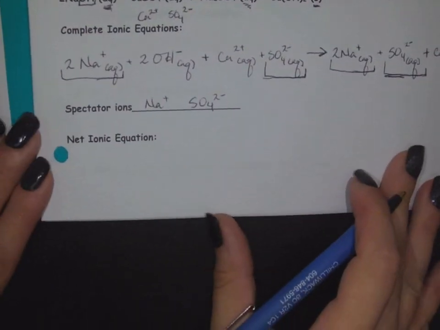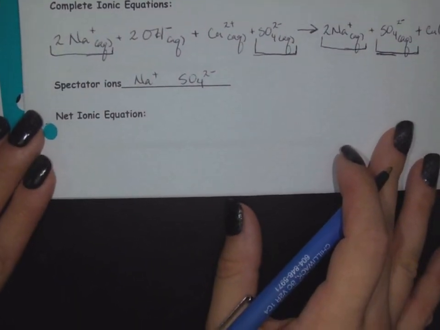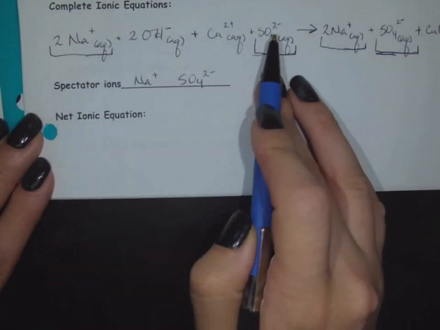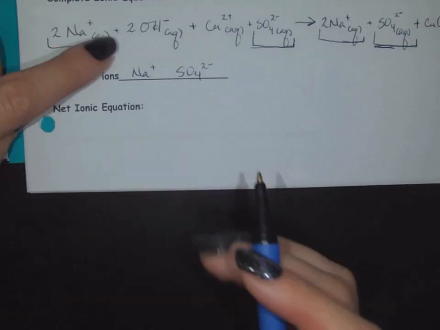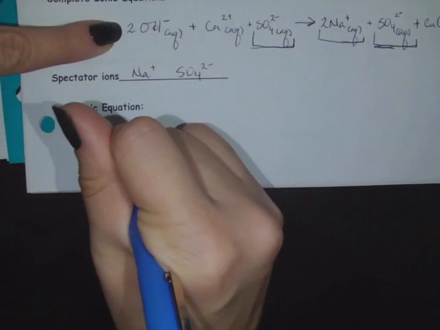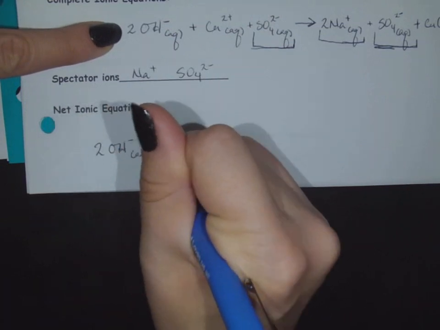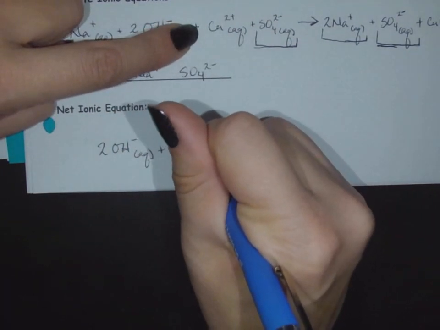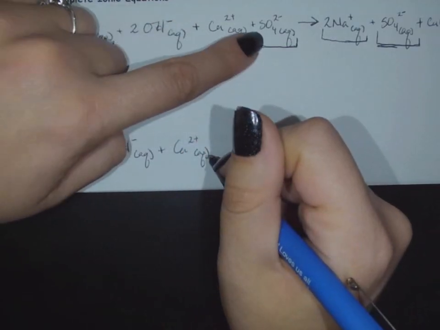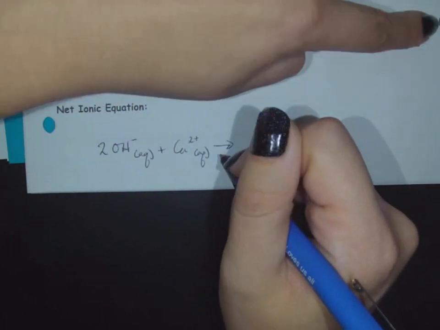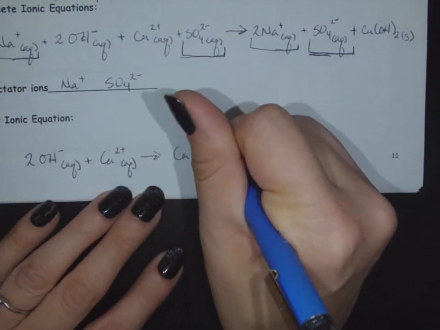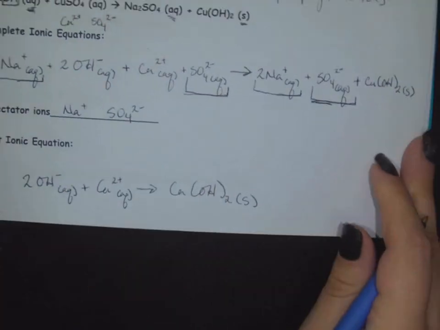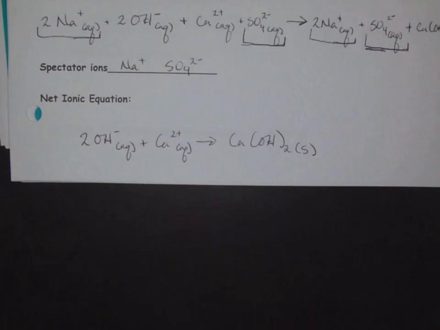So the net ionic equation removes the spectator ions. It essentially cancels the spectator ions, and whatever you're left with is the net ionic. So I'm going to take 2 hydroxide aqueous plus copper 2 plus aqueous. I don't include my spectator ions, and that turns into copper hydroxide solid. This is the net ionic equation that gets rid of the spectator ions.